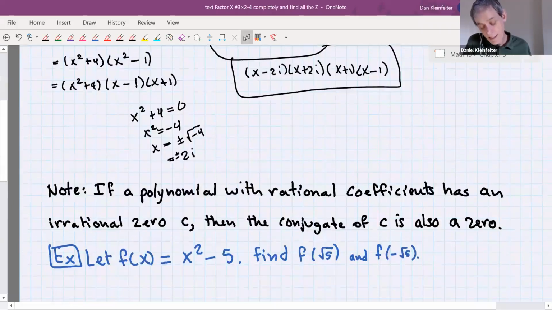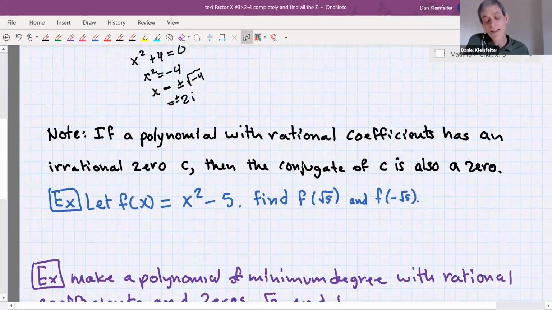Okay, one thing that is good to note, and helpful fact, is that if you have a polynomial that has rational number coefficients, like virtually all of ours have been so far, and you know it has an irrational number 0 c, then the conjugate of c is also a 0. So suppose that we have f of x, which is x squared minus 5. We're going to find f of square root 5 and f of minus square root 5.